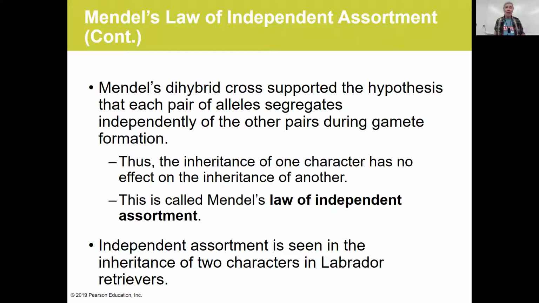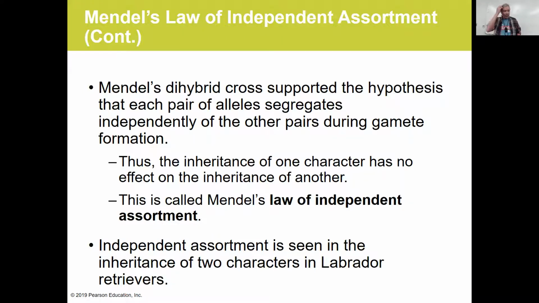And he thought, remember, he tested 7 characters, and he did the dihybrid cross between 2 of all of them. And every time he did a dihybrid cross, he got independent assortment. So he thought it was a universal law for all genetic characters. It's not. And I'm going to explain a little bit more what independent assortment really means.